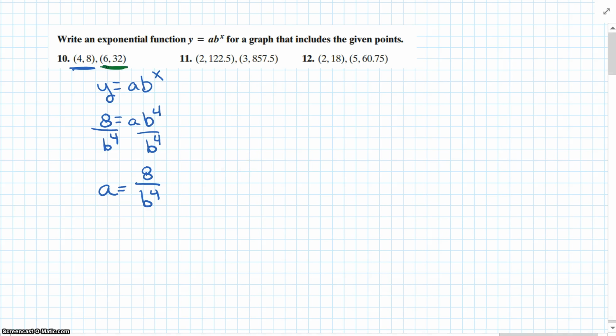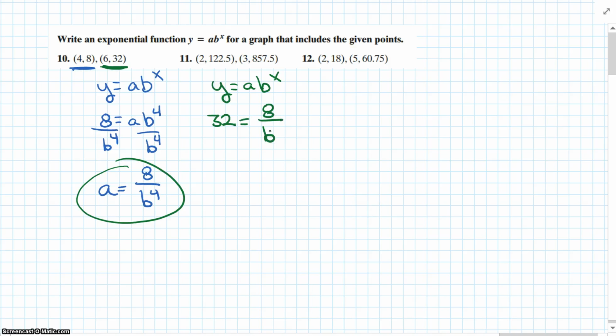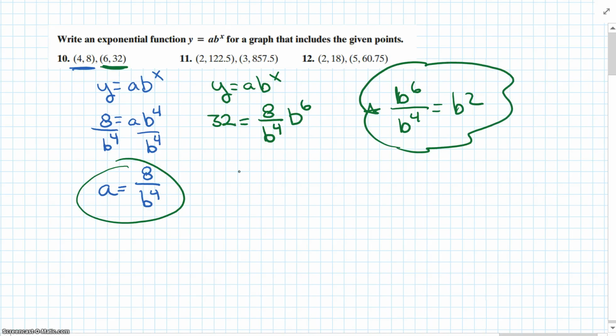Now we're going to use the second set of numbers. So again, we have y equals ab to the x. Well, our y value is 32. Our a value, well, we're going to use this a value. So 8 over b to the 4th. And then it's going to be times b to our x, which is 6. So don't forget, we can simplify our b's. B to the 6th over b to the 4th is really b squared. Okay, that's just a little side note.